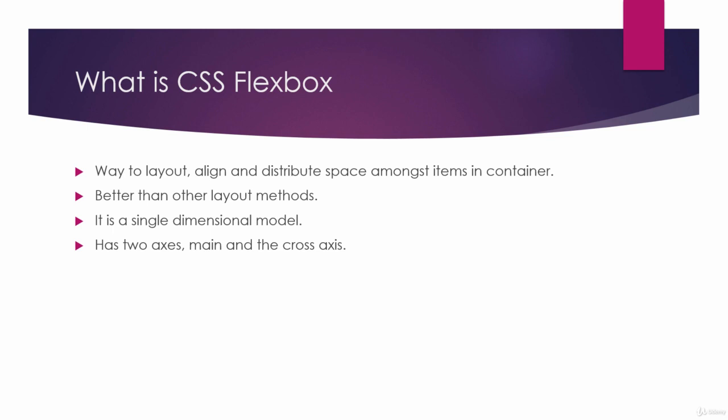If you select the row as your main axis, then automatically the axis which is perpendicular to it becomes the cross axis. So if you select row as your main axis, column becomes your cross axis. And if you select column as your main axis, the row becomes the cross axis. So let's now go ahead and learn about CSS FlexBox layout in much more detail by taking an example.